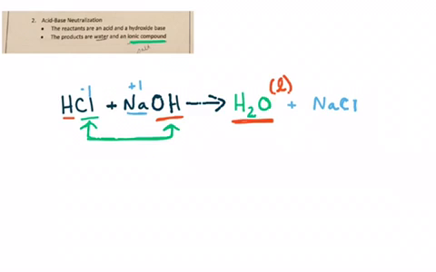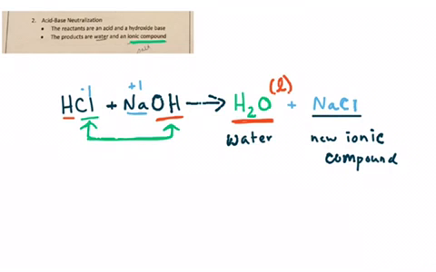And so whenever, again, you're doing this second type with acid and base, we'll always get water. You'll always get water and a new ionic compound. So here we have NaCl, a new salt. Alright, so now let's move on to cover the third subtype of double replacement reactions.